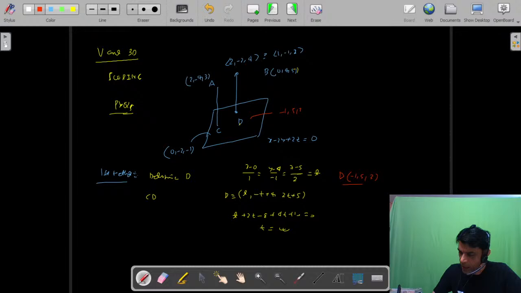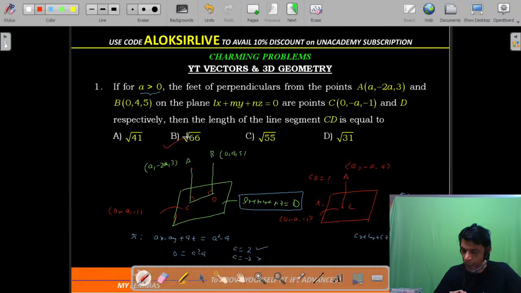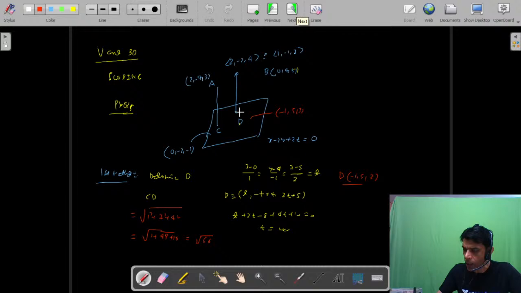Now CD becomes the square root of 1 squared plus 7 squared and plus 4 squared, and so you get 1 plus 49 and plus 16. So you got square root of 66, and that is one of the options here. So B will be correct, because you get square root of 66. That's a good method. It tells you at least two good things, how to find equation of plane, and also how to find foot of perpendicular. You can directly also find foot of perpendicular by using the result. So you got foot of perpendicular.